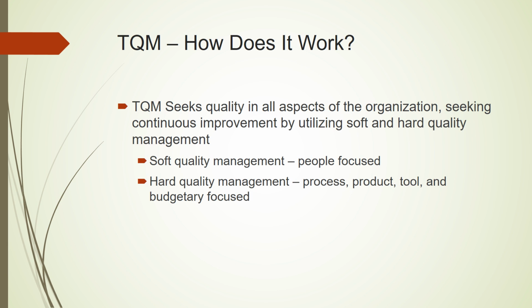How does it work? Total quality management seeks quality in all aspects. It seeks continuous improvement by utilizing soft and hard quality management. So this is where it may differ from some more traditional quality control methods. Soft quality management is people focused, and hard quality management focuses more on things like processes, budgets, tools, on the product itself.